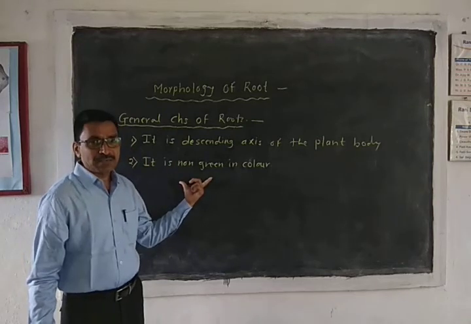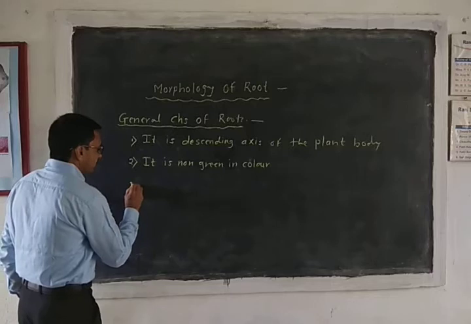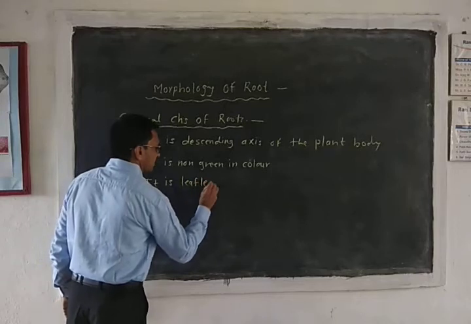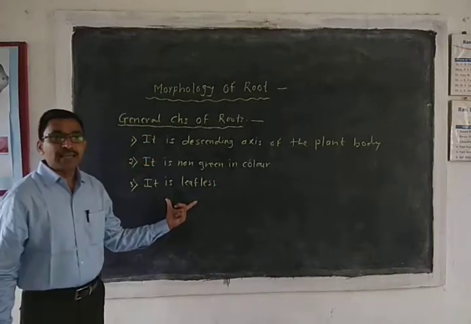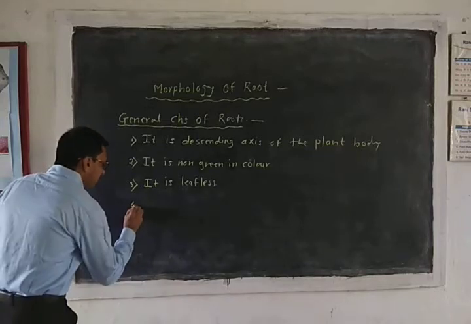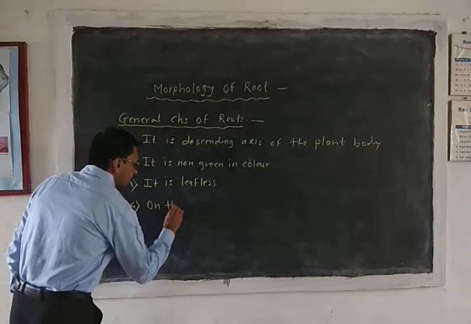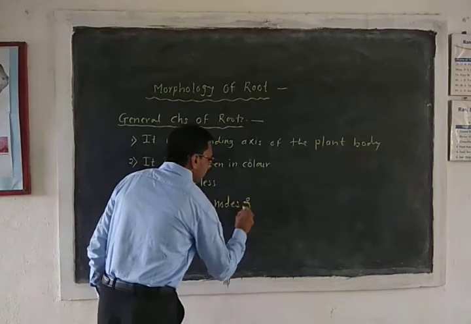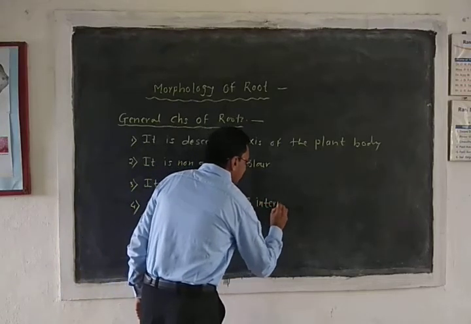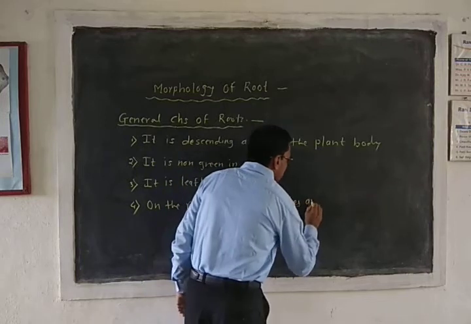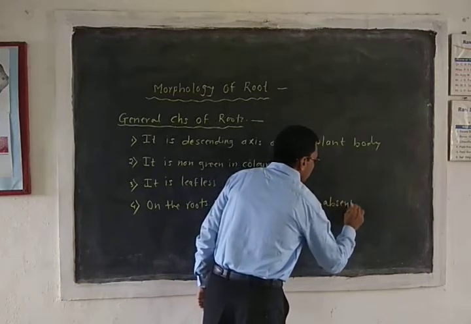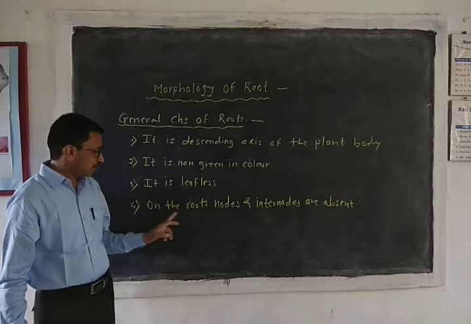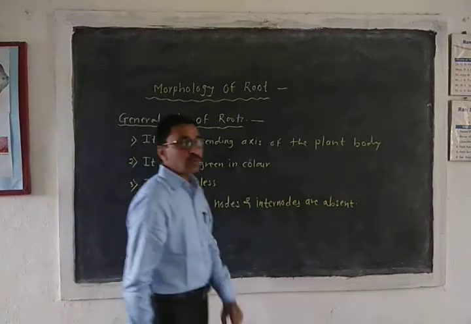Generally, the roots are non-green in color. Third is that it is leafless. Roots are leafless. The fourth general character is that on the roots, nodes and internodes are absent. This is the fourth character of the root. That is, on the roots, nodes and internodes are absent.